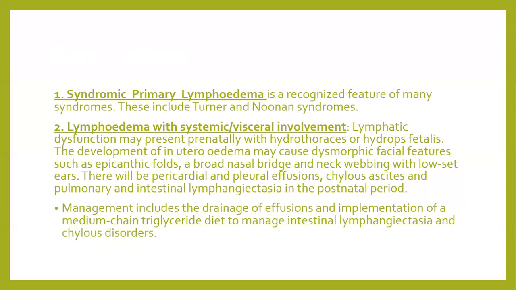Lymphatic dysfunction may present prenatally with hydrocele or hydrops fetalis. The development of in utero edema may cause dysmorphic facial features such as epicanthic fold, broad nasal bridge, neck webbing, and low set ears. There may be pericardial or pleural effusion, chylous ascites, and pulmonary and intestinal lymphangiectasis in the postnatal period. So these are all examples of lymphedema with systemic or visceral involvement. Management includes drainage of effusions and implementation of a medium chain triglyceride diet to manage intestinal lymphangiectasis and chylous disorders.